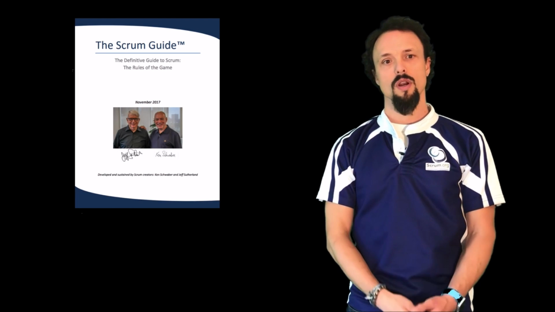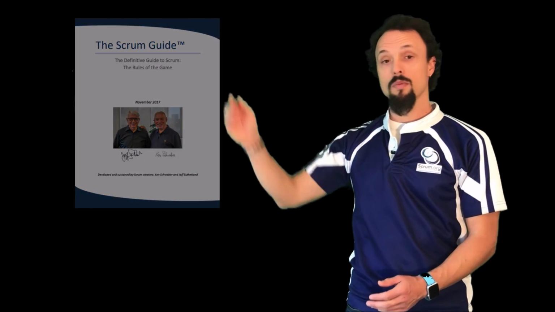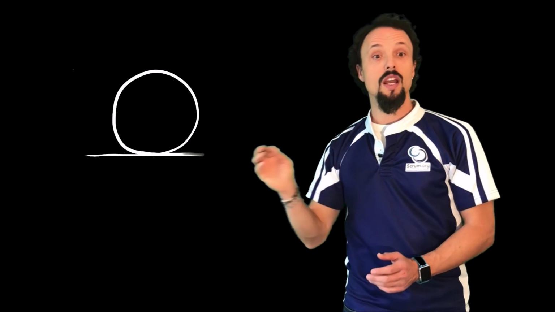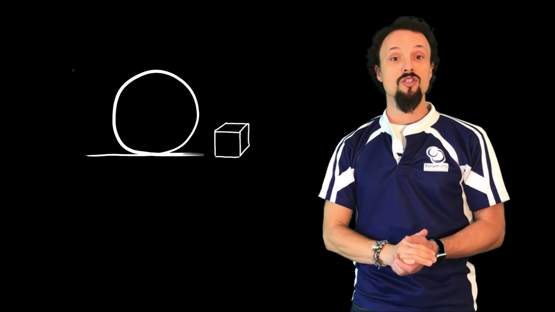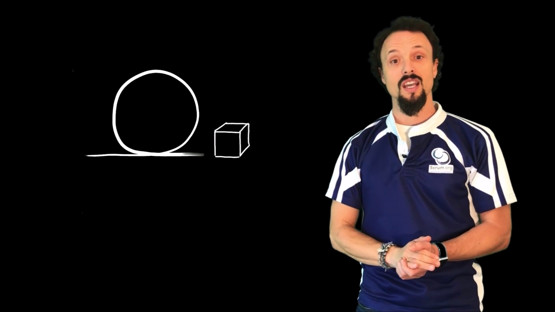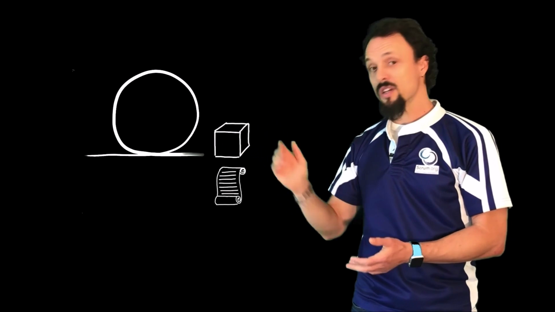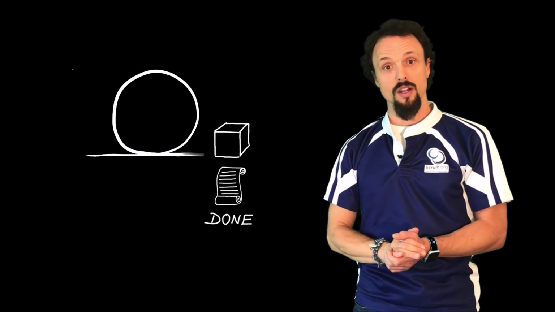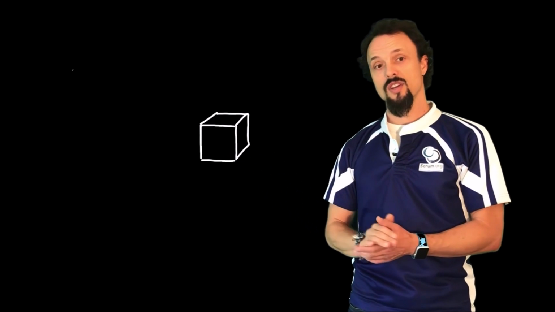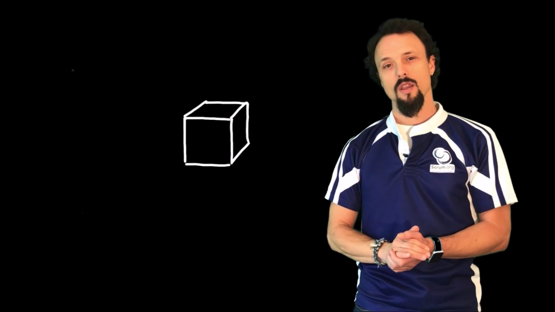And for that, let's have a quick look into the Scrum Guide. In the Scrum Guide, it states that the purpose of each sprint is to deliver increments of potentially releasable functionality that adhere to the current Scrum team's definition of done. Raises the question, what exactly is the increment?